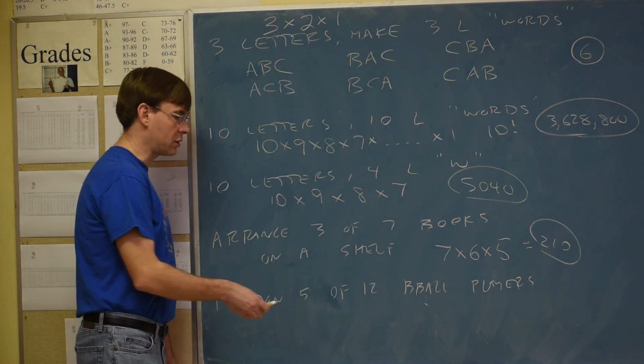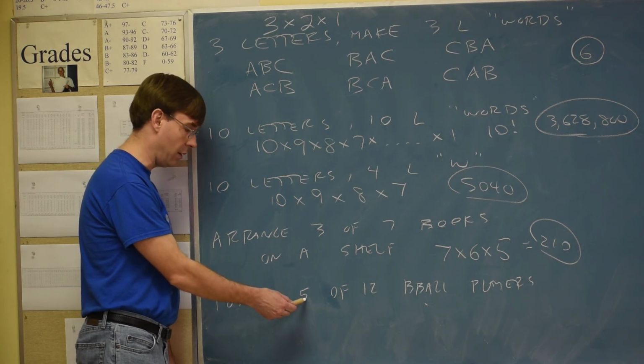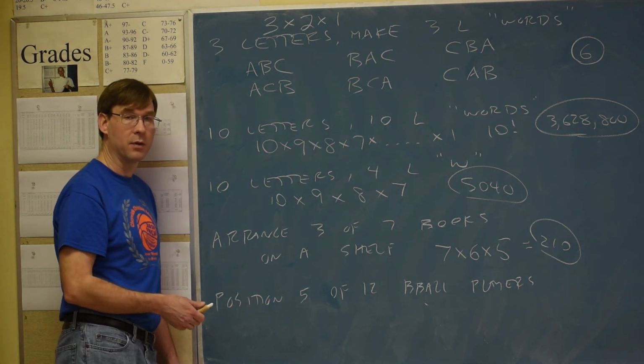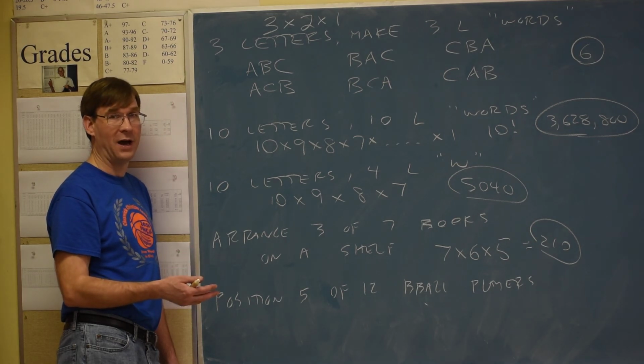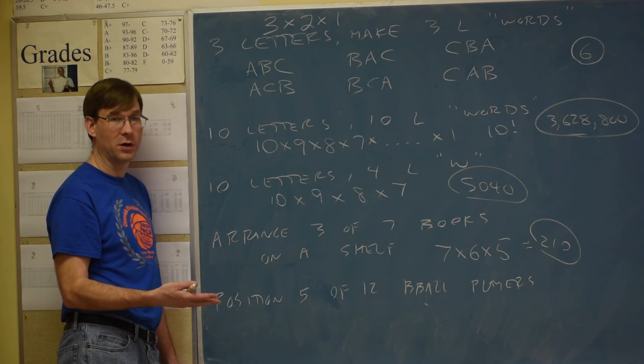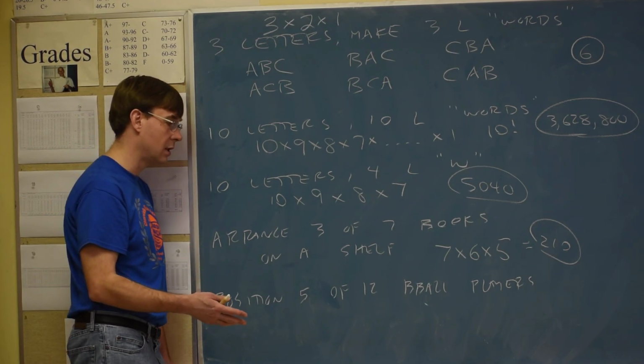Let's say we have a roster of 12 basketball players and you want to position 5 of them. The order matters. Anybody with any sports experience knows it does matter what lineup you put out there on the floor to pick your starting 5. It does matter which one you make the point guard. It does matter where they are. The order matters with those choices.